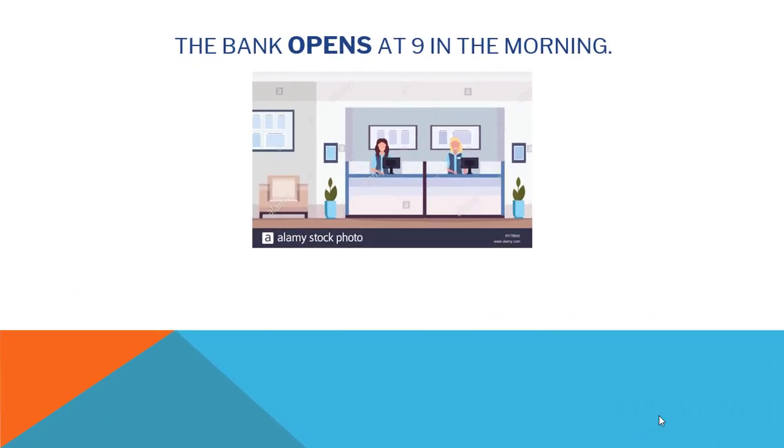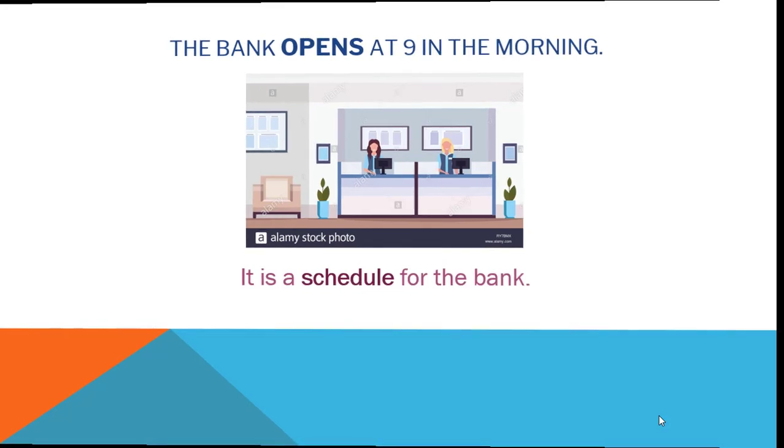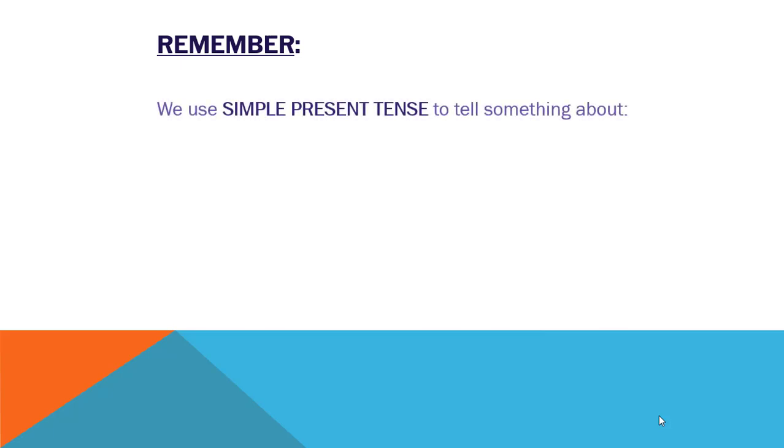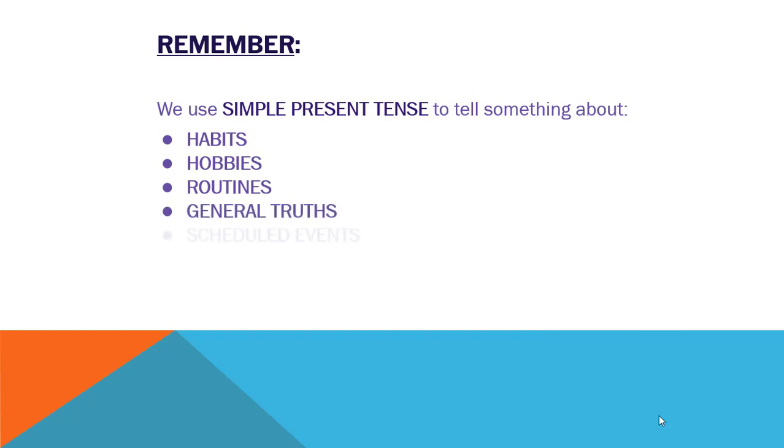The bank opens at 9 in the morning. It is a schedule for the bank. This train leaves for Lahore at 8 p.m. It is a schedule for this train. Remember, we use simple present tense to tell something about habits, hobbies, routines, general truths, schedules, events. As is clear from the above examples, different actions are performed on a daily basis, including habits, hobbies, routines, general truths, and schedules of events.